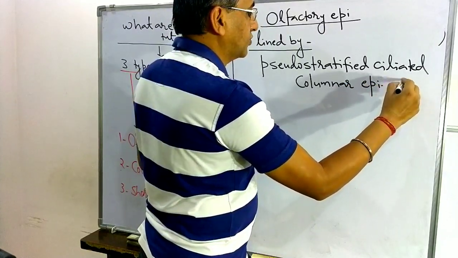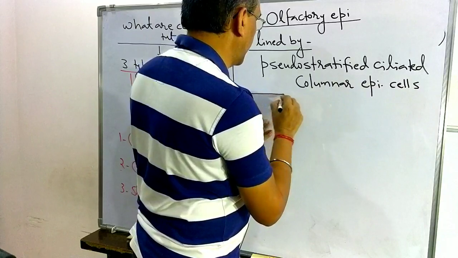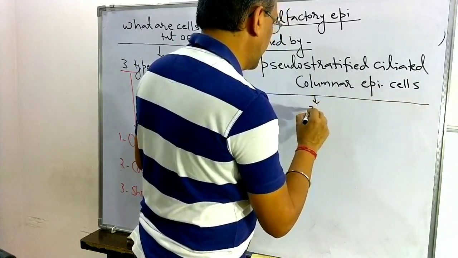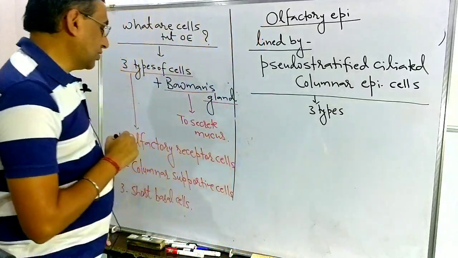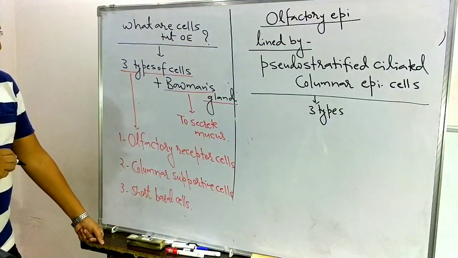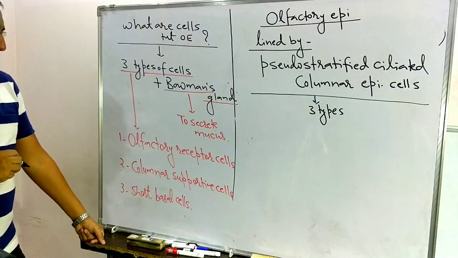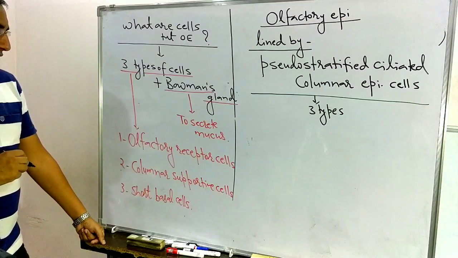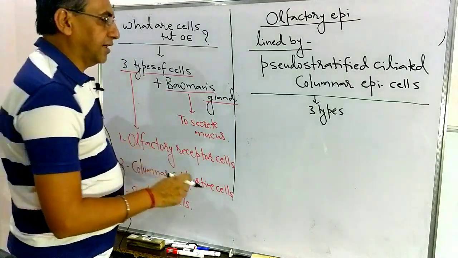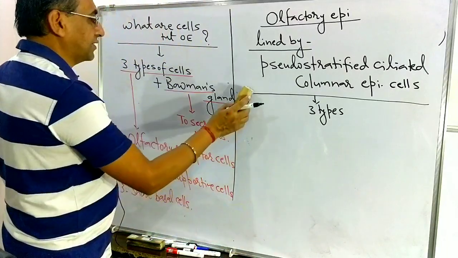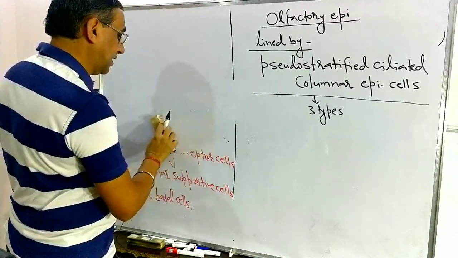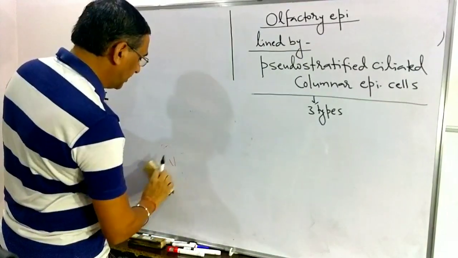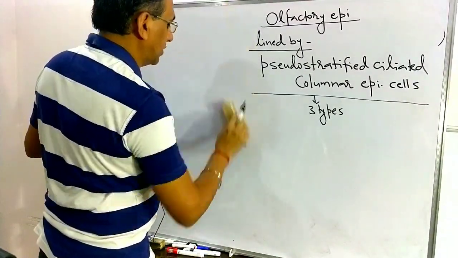So it has the pseudostratified ciliated columnar epithelium, and it has the three types of cells which we have already discussed. The first is the olfactory receptor cell, the second is known as the columnar supportive cells, and the third is known as the short basal cells. So these are the different types of cells which are present in the olfactory epithelium of the nose here.